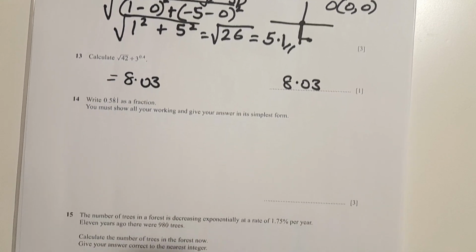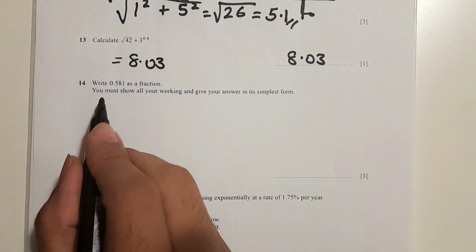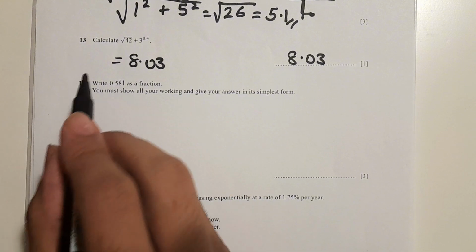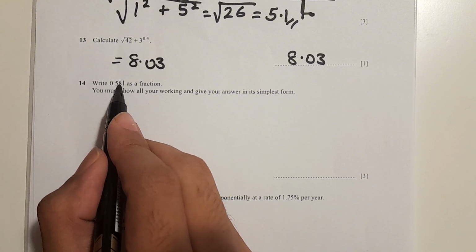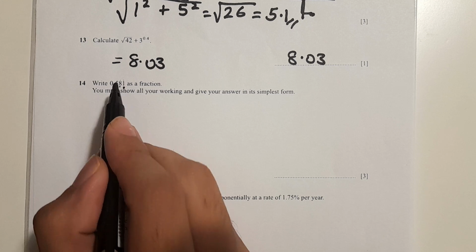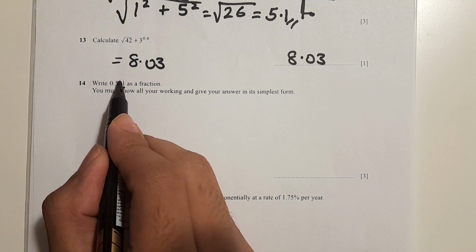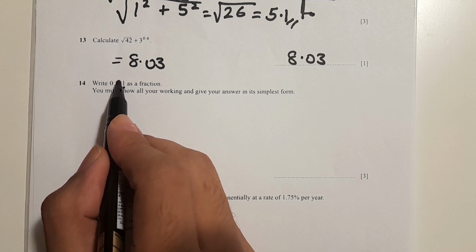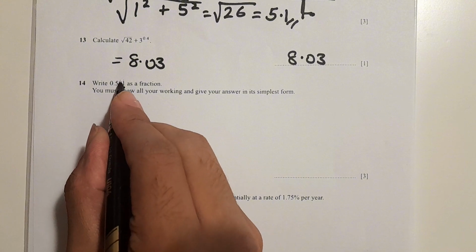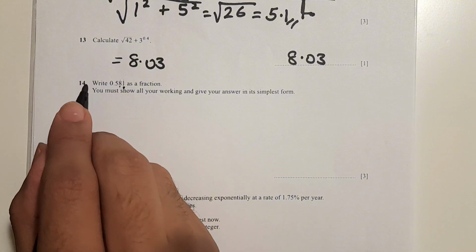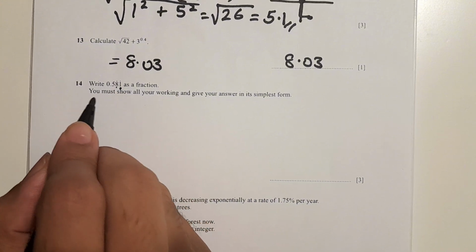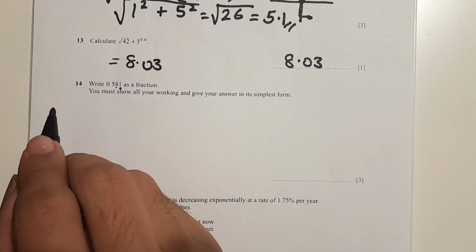Question 40 states, write 0.581 as a fraction. Over here, if you can see, only 8 and 1 have dots above them. So only 8 and 1 are recurring numbers, meaning they will repeat infinitely.